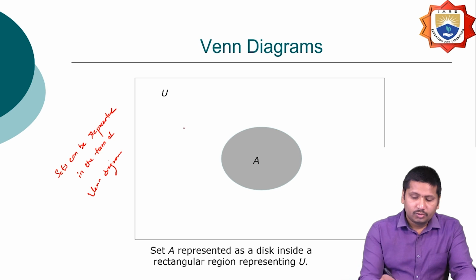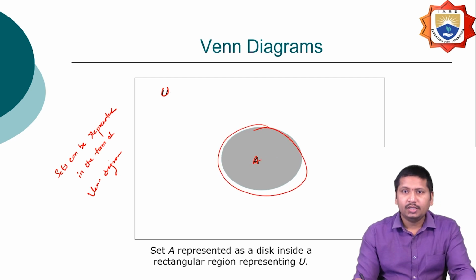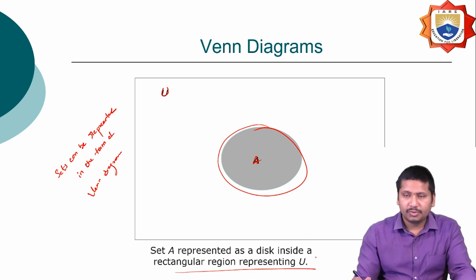So how does it look? We can draw a rectangle. Within this, what should be called the universal set, and A is a set, some portion of that universal set. So set A represents a disk inside a rectangular region representing the universal set.